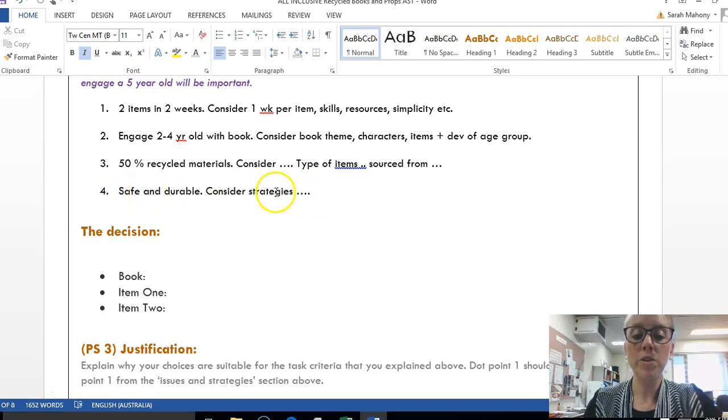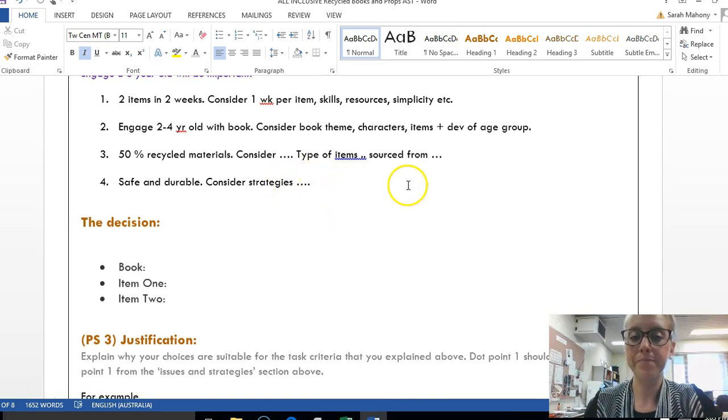Consider, all right, again, what strategies did we talk about in class, particularly on the PowerPoint, about how to make items more safe and more durable for multiple use. So listing some ideas there.